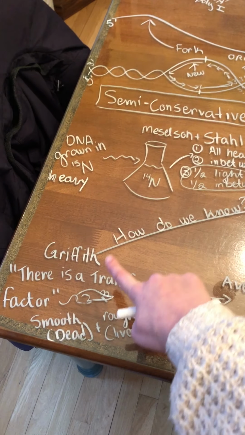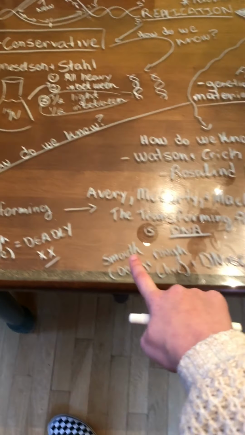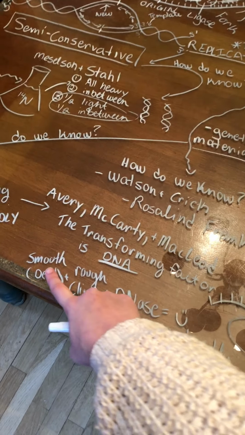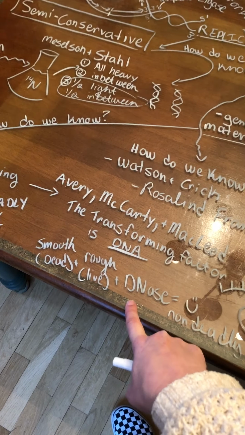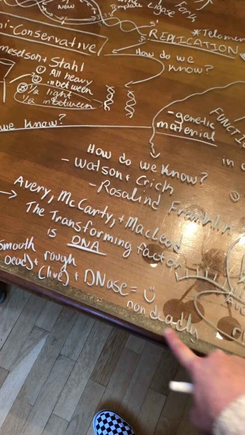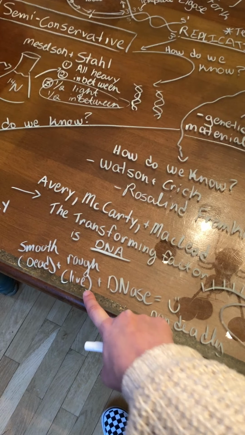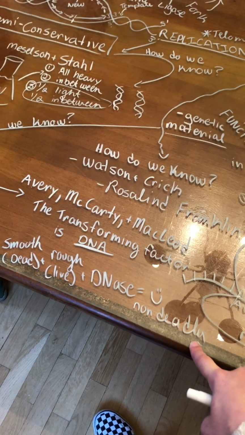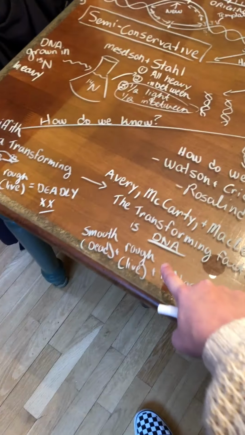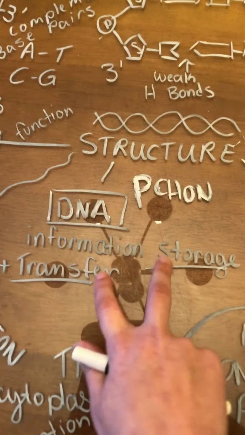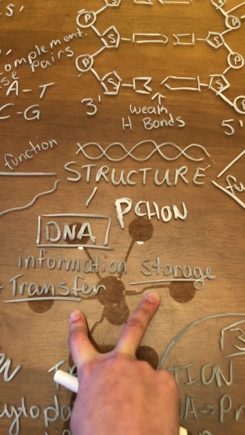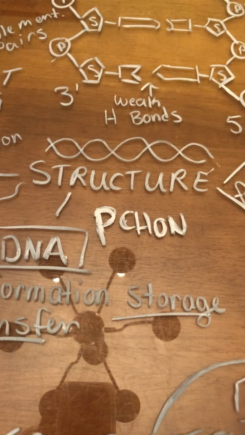We know that that transforming factor was DNA because of the work of Avery, McCarty, and McLeod. They did the same experiment but added an enzyme that destroyed DNA and found the transformation was stopped. This rough bacteria kept its non-deadly phenotype. That means that the transforming factor must have been DNA itself. We know that DNA has these jobs because of those two experiments. What we're going to learn about next is DNA's structure.